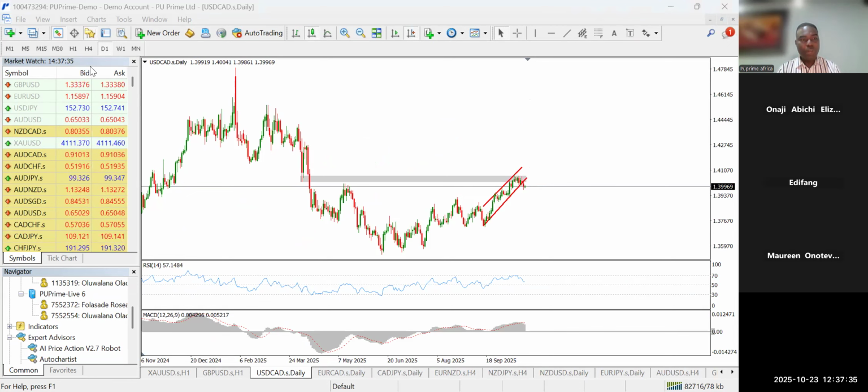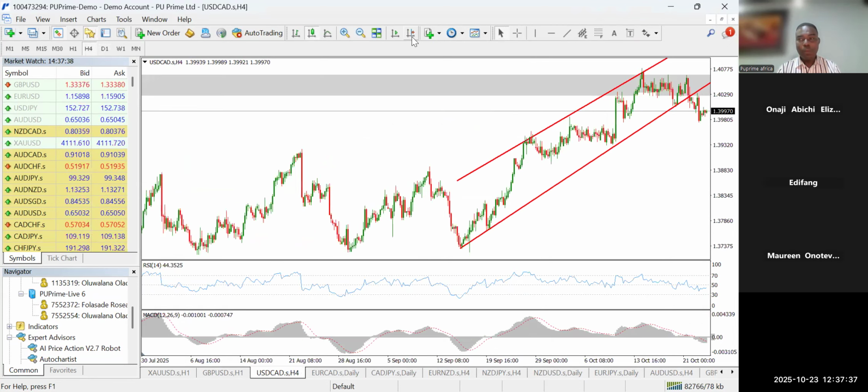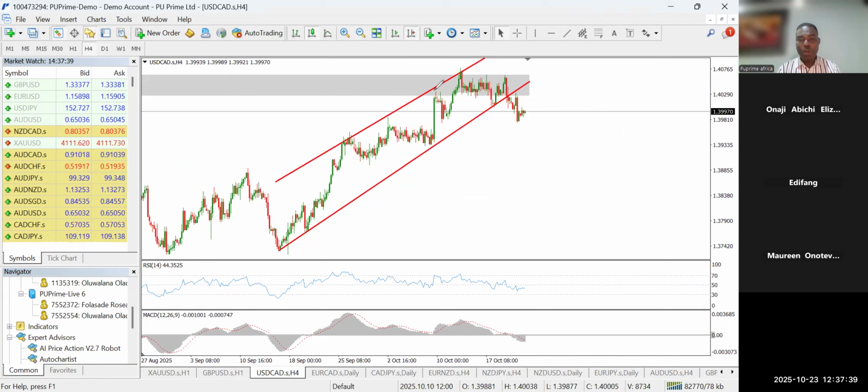If you go down to the 4-hour time frame, we'll get a clearer picture. On the 4-hour, we have a shoulder, a head, a second shoulder, and a breakout already happened along with the moving average. So technically, I have held a bearish outlook on the USD CAD right from the beginning of this week. We've seen some movement downwards. Currently, it's in a retracement, but I anticipate a further bearish continuation on the USD CAD.